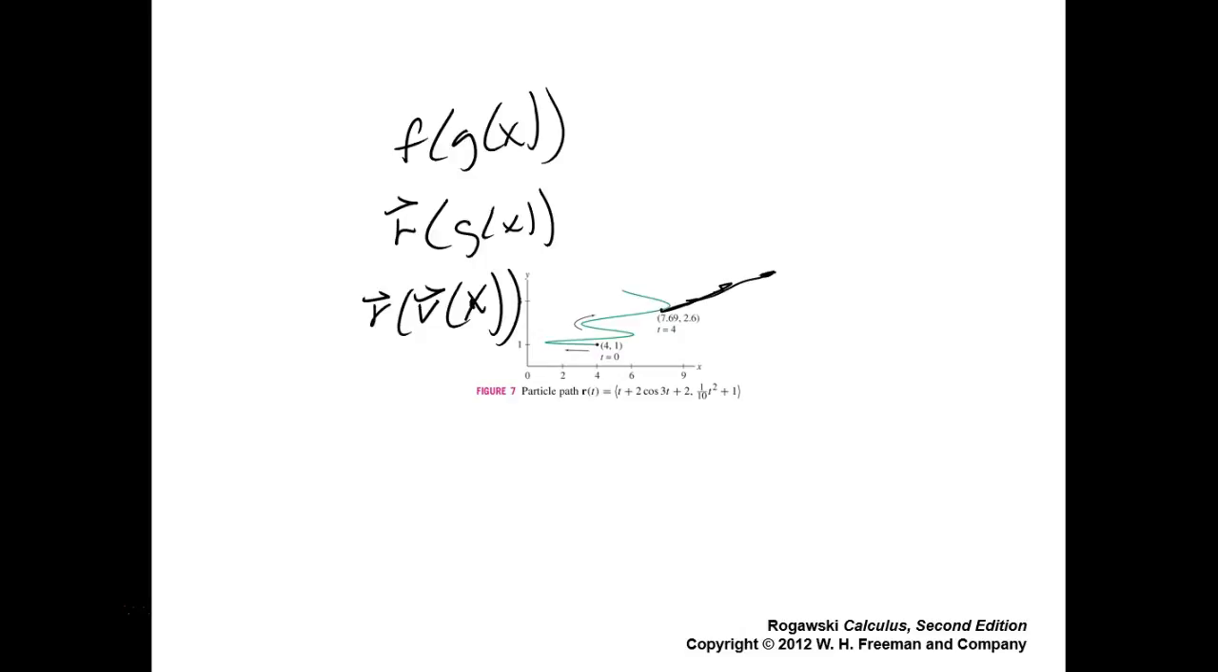The derivative of a vector-valued function is the slope of the tangent line just as in the scalar case.